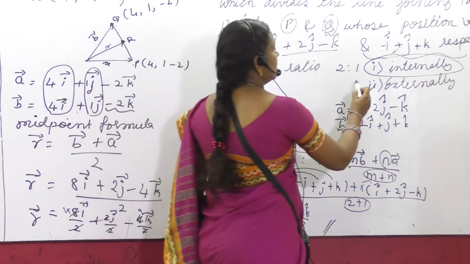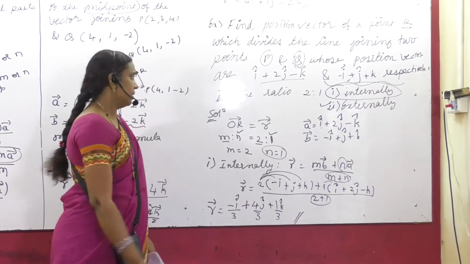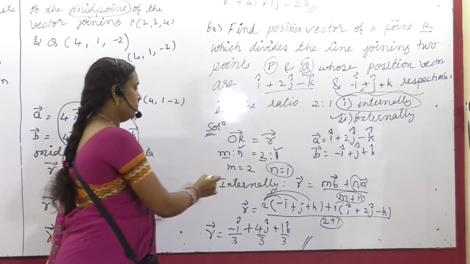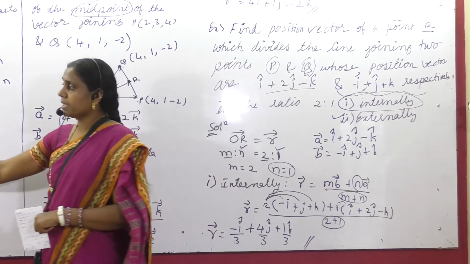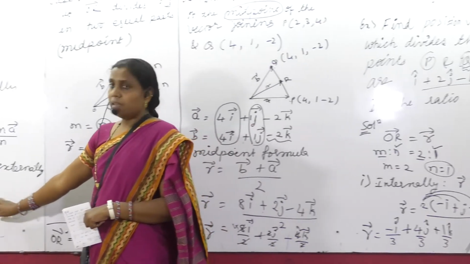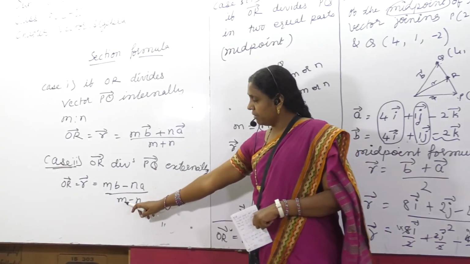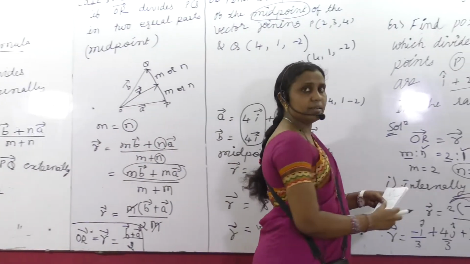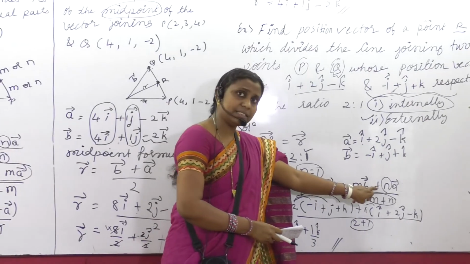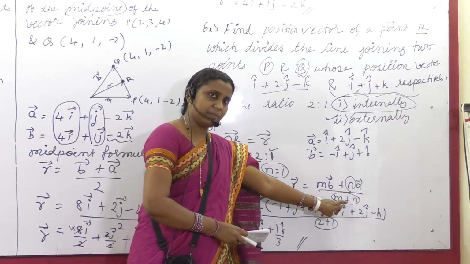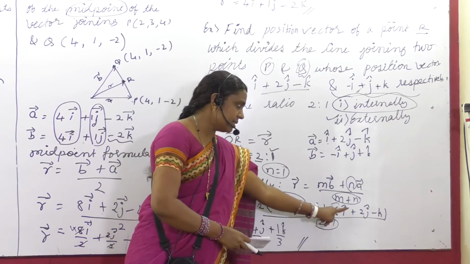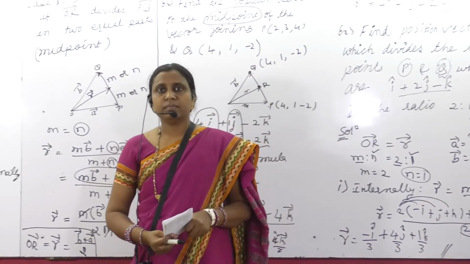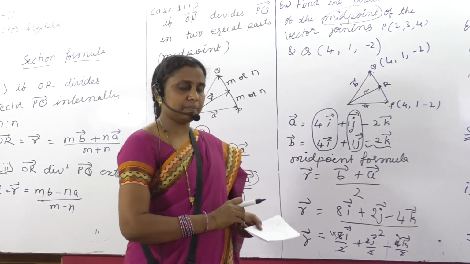Second question. Check this, student. All this data will remain the same, no doubt in that. But for the external division, check with this formula: m b minus n a divided by m minus n. With this formula, make the simplification, get the answer, and that will be the position vector r. Is it very simple? Okay? Fine.